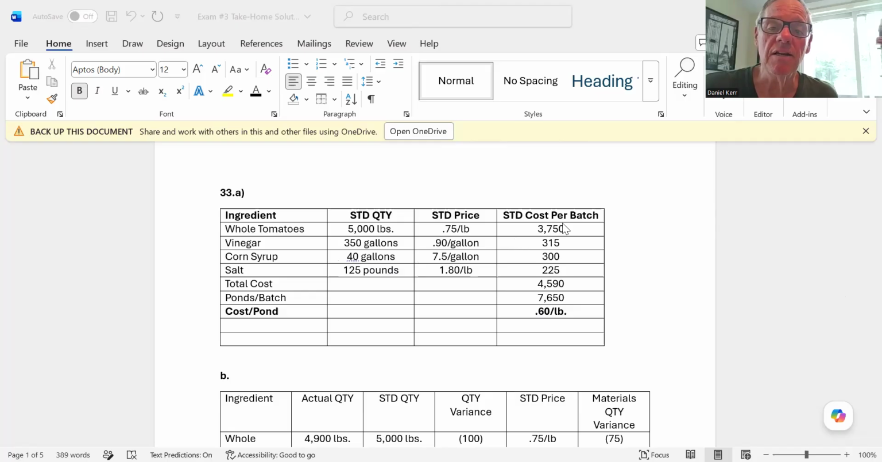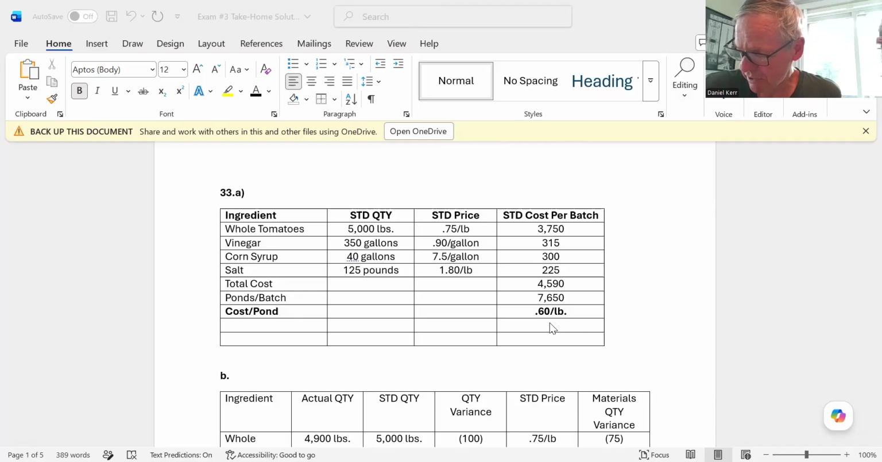So here's your standard cost per batch. And if you add up all those costs, you get $4,590. And a typical batch is 7,650 pounds. So the cost per pound is 60 cents per pound. There's your cost per pound.